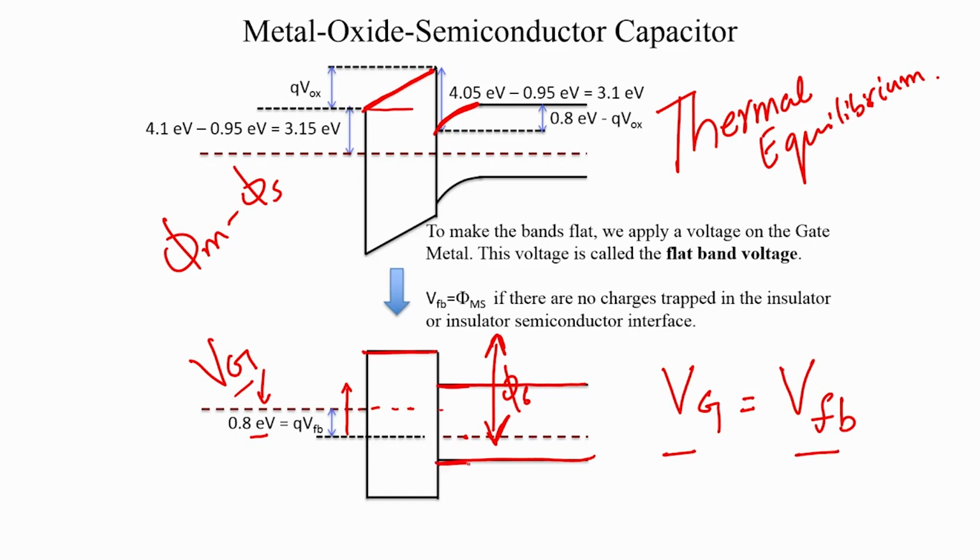So, in this particular case, our VFB is definitely phi_ms, which is the work function difference between the metal and the semiconductor. It is not the work function, sorry, the work function difference divided by q. So, we are looking at the potential here. So, VFB is the potential, it is not energy.